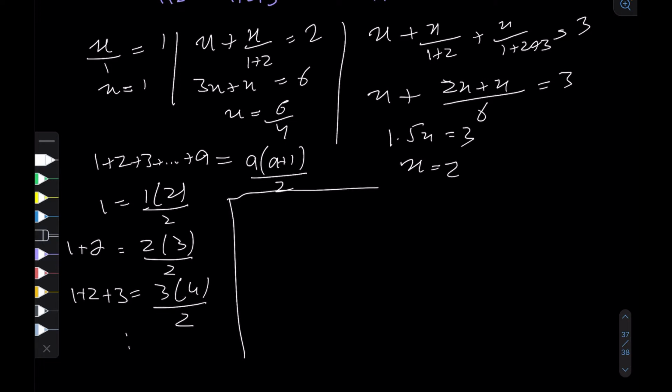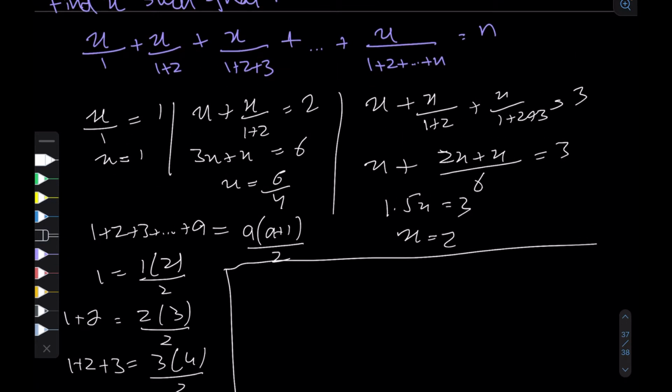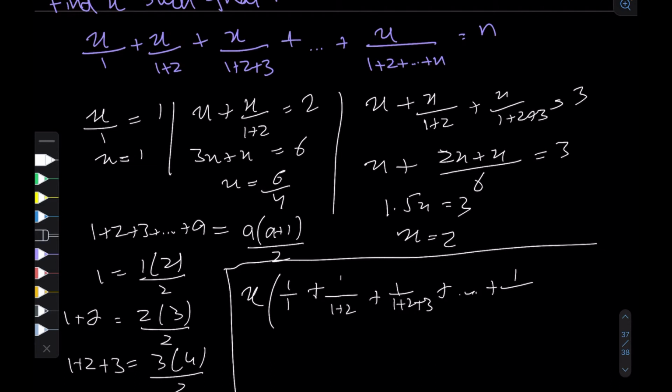The reason why I'm doing this is because if you have multiples in denominators, that would be easier to work with rather than plus signs. So first of all, let me factor out the x. We would be left with 1 over 1 plus 1 over 1 plus 2 plus 1 over 1 plus 2 plus 3, all the way to 1 over 1 plus 2 plus 3 up to n, and this should equal n.